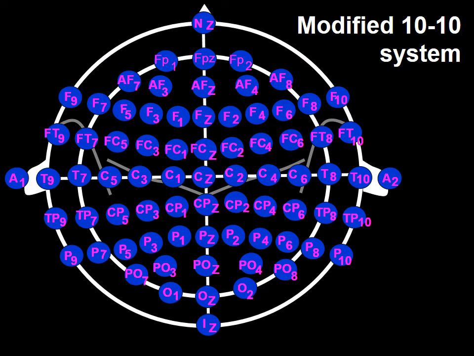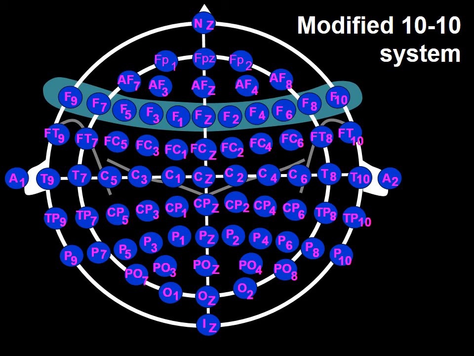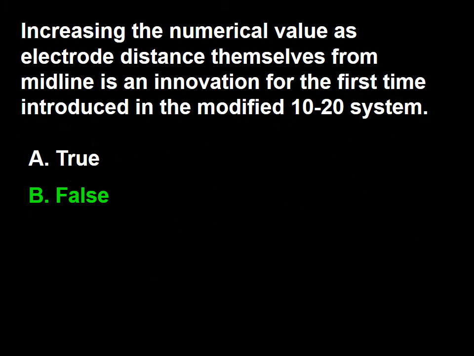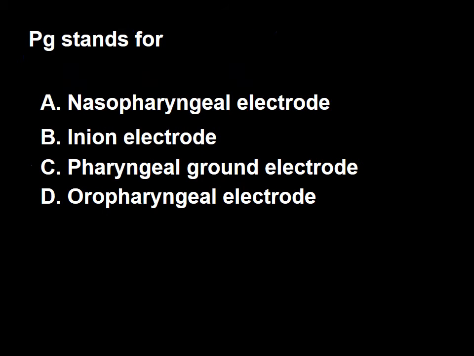This, as you know, is a diagram of the 10-10 system. As you can see, the further an electrode is from the midline, the larger the number becomes. This is a drawing from 1949, and as you can see, increasing the numerical value the further an electrode is from the midline is not a new idea. So the answer to this question is B, false.